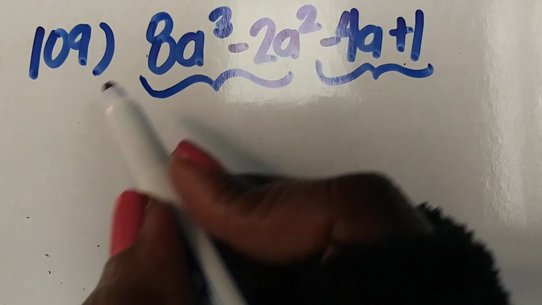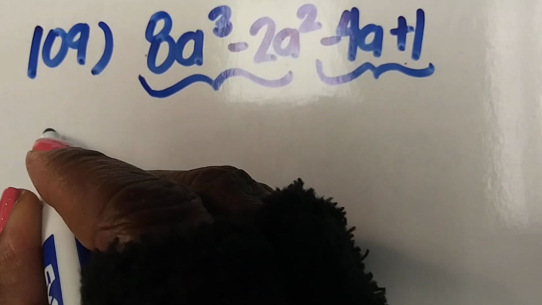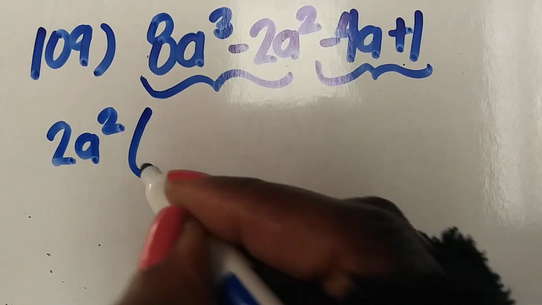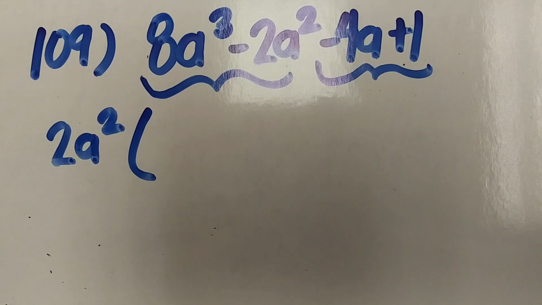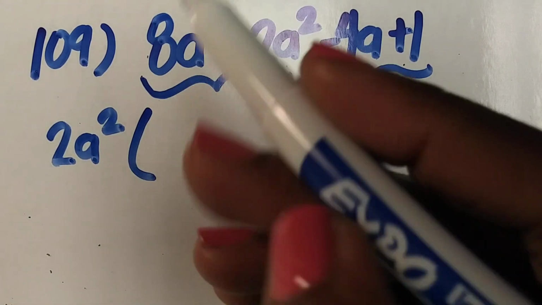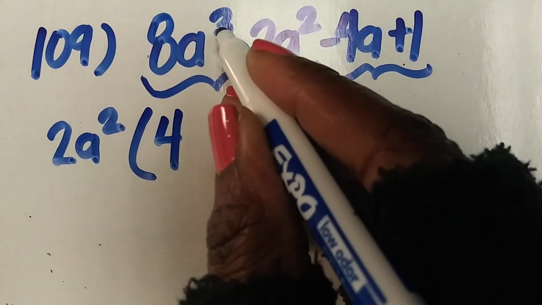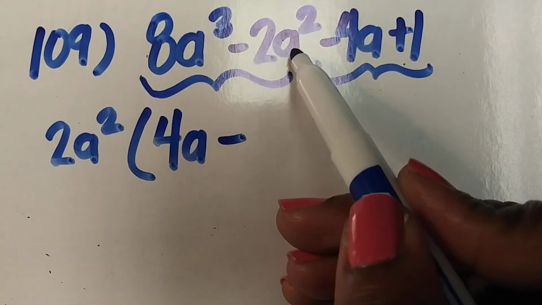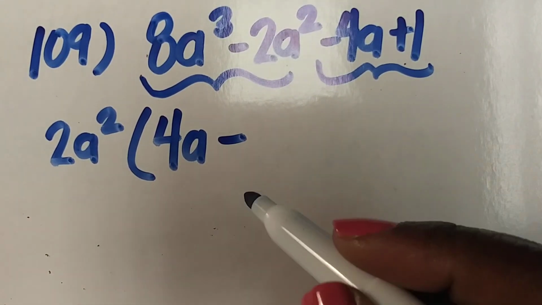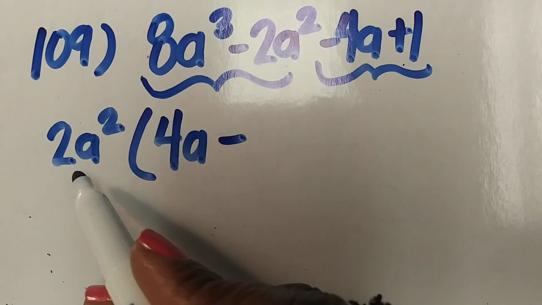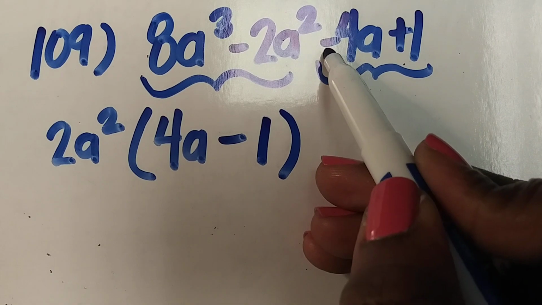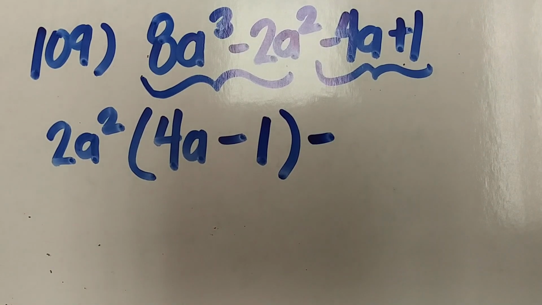Right here, in my first part, they both have a 2 in common and they have an a squared in common. We're dividing, so we have to subtract those exponents. 2 goes into 8 4 times. 3 minus 2 is just a. Bring down my minus sign. The same, S-A-M-E, same divided by same is 1. Now, whatever this sign is, write it down next.